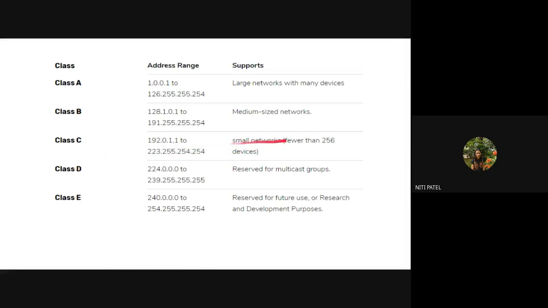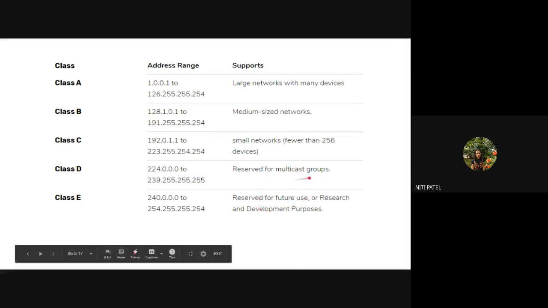So if it is a small type of network, we'll find the IP address in the range starting from 192. Class D is reserved for multicast groups, where I have groups of computers created and those groups of computers are connected on the network. So if there is such kind of multicasting between groups of computers, class D is being used. And class E is reserved for future use, like for research and development purposes.